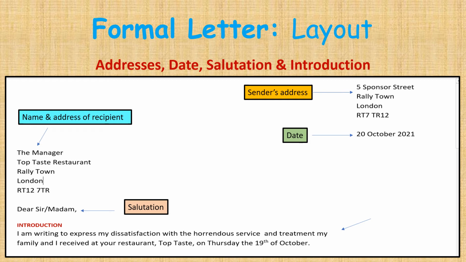Next, we have the salutation. Because we do not have a name for this recipient, we write Dear Sir or Madam for our salutation. If we did have a name, so for example, Mr. John Smith, we would write Mr. John Smith at the top of the address before we write their position.